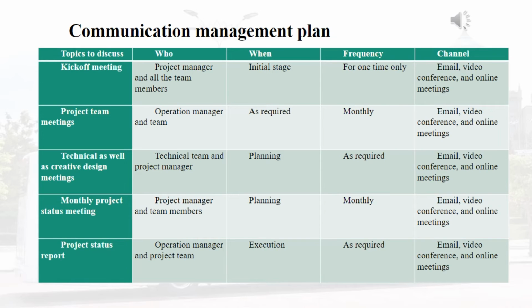With that regard, the communication management plan is structured into 5 columns. That is, topic to discuss, who will be involved, when they are supposed to get involved, at what frequency they are supposed to get involved, and finally, the confirmation of channel of communication. We have identified 5 important meetings. The first one is the kick-off meeting.